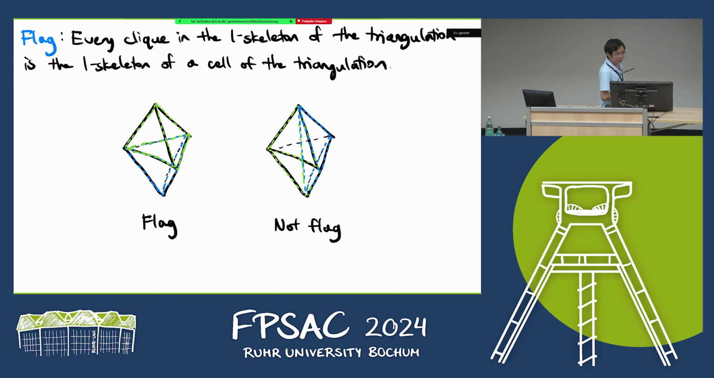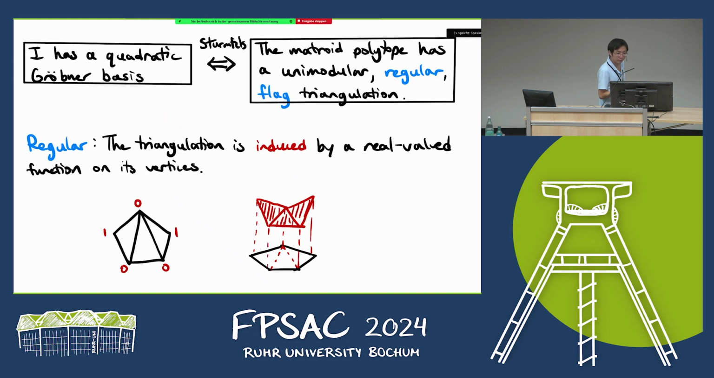Okay, so if you have a triangulation that satisfies all three of these properties, unimodular, regular, and flag, then that will imply that the ideal has a quadratic Grobner basis.